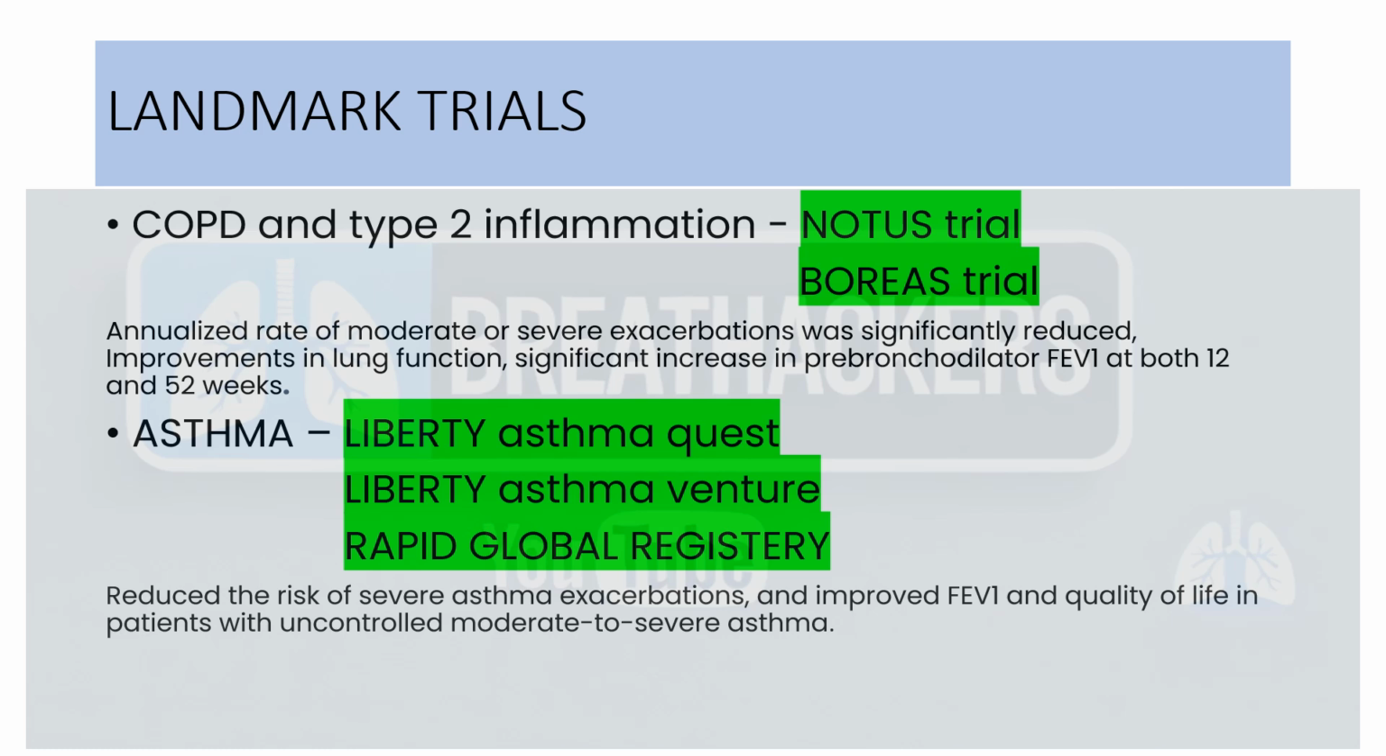For asthma, the named trials are Liberty Asthma QUEST, Liberty Asthma VENTURE, and RAPID Global Registry. All three show that the dupilumab reduces the risk of severe asthma exacerbation, improves FEV1 and the quality of life in patients with uncontrolled moderate to severe asthma.